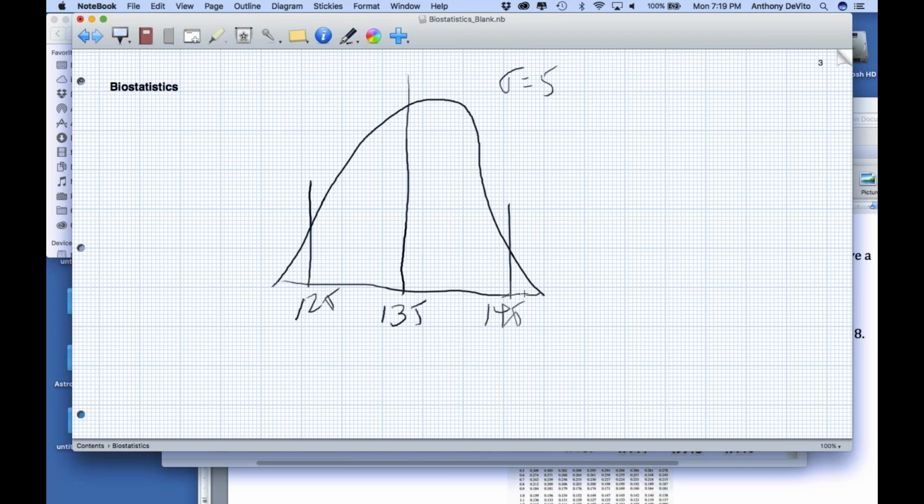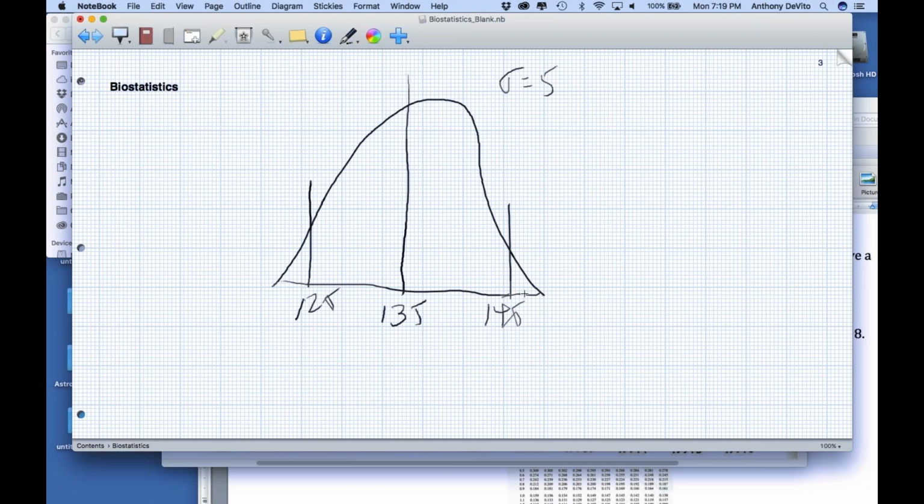What if I told you I picked somebody out on the street? I don't know if he's part of this population at all. I test his cholesterol, and it comes out to 150. Does it look like he's part of this population? No, it doesn't, does it? Because he's quite a bit different.